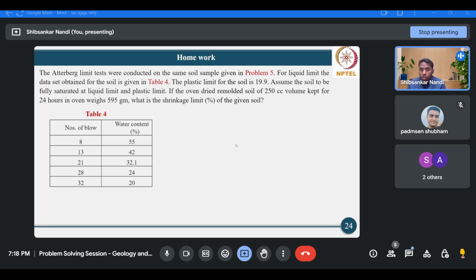And there was one more homework problem, related to the previous problem only. Problem 5: in addition to the grain size distribution curve, the experiment related to the Atterberg limit test was also given in this problem, that is number of blows versus water content. It was asked that if the oven dried remolded soil of 250 cc volume, kept for 24 hours in oven, weighs 595 gram, what is the shrinkage limit of the given soil? It is an interlinked problem with the previous problem, so we'll solve this problem in the next session.